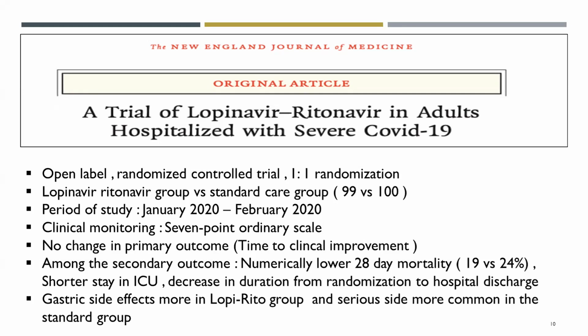So they found that there is no change in the primary outcome, and the primary outcome was time to clinical improvement. However, there is some advantage in the secondary outcome, like lesser 28-day mortality, shorter stay in ICU, and decrease in the duration from randomization to hospital discharge. However, the predominant side effect observed in the Lopinavir Ritonavir group was gastric side effects, and the other serious side effects like ARDS were in the other arm.